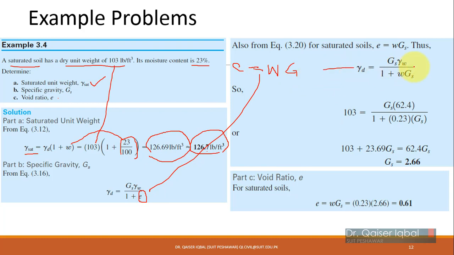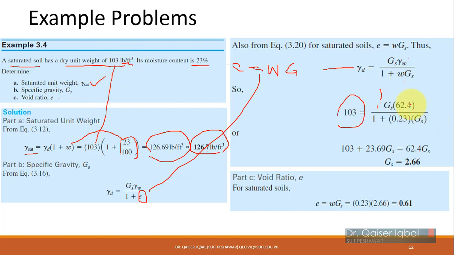So gamma D is equal to Gs into gamma W divided by 1 plus W into Gs. Because we have the moisture content W, and the unit weight of water is known, and we don't have the void ratio yet, we replace it in this equation. Now putting the values, gamma D is 103, Gs we want to determine, which is unknown, into the unit weight of water, because we are using the FPS system.